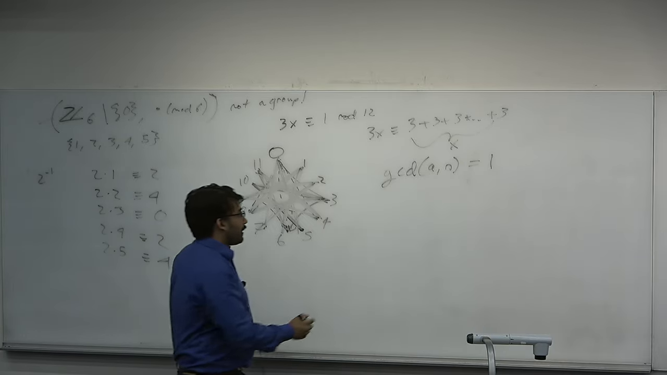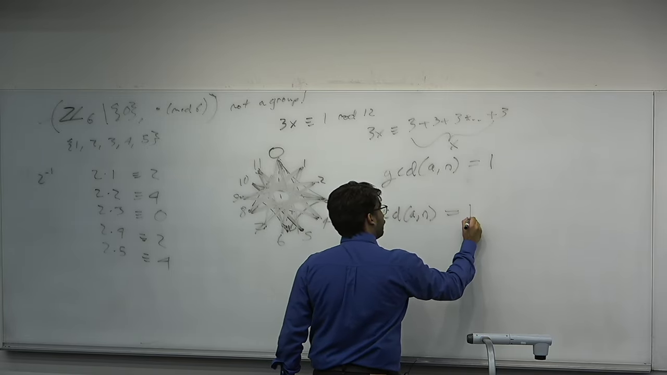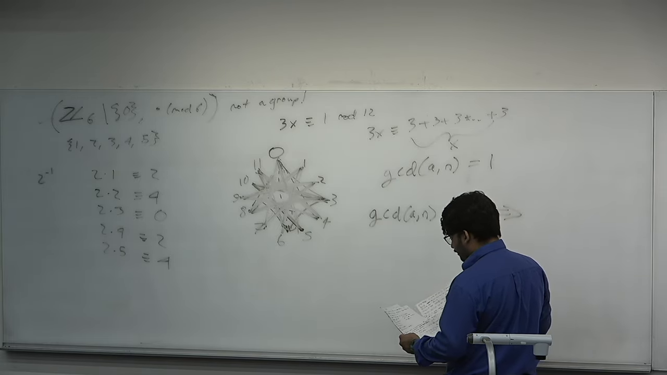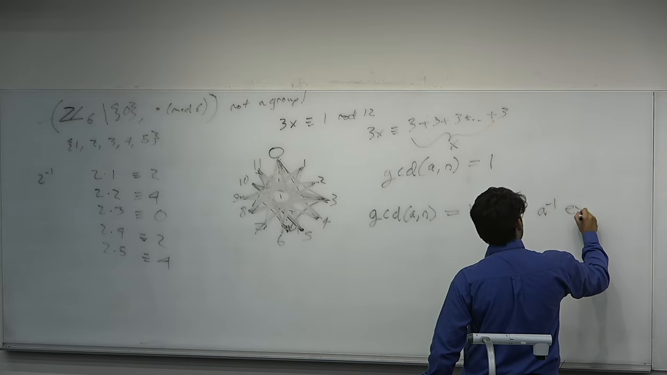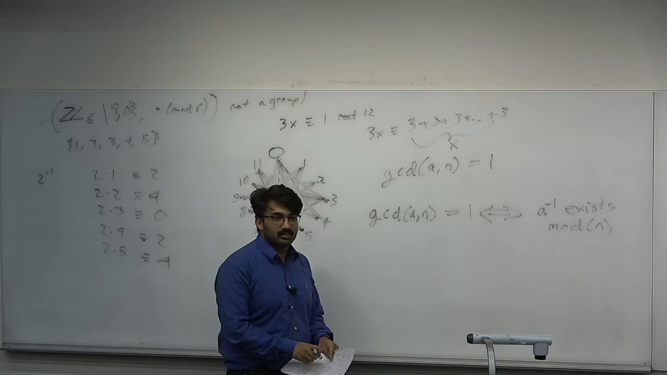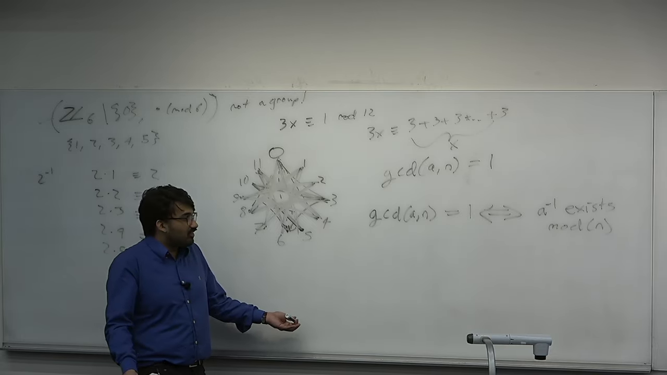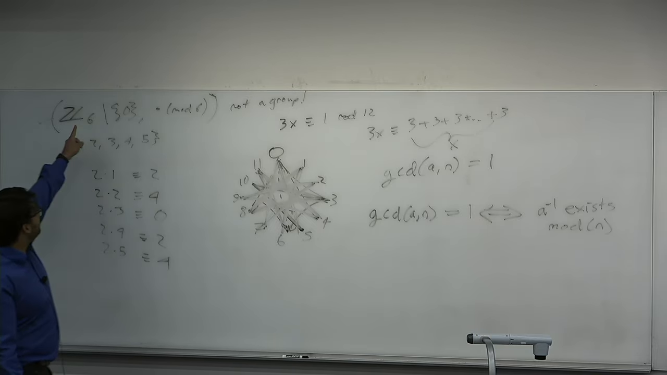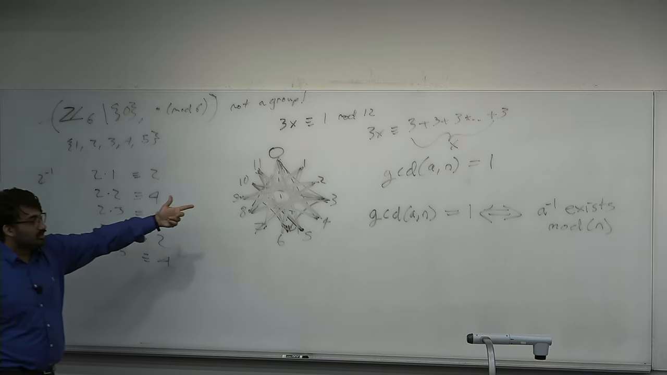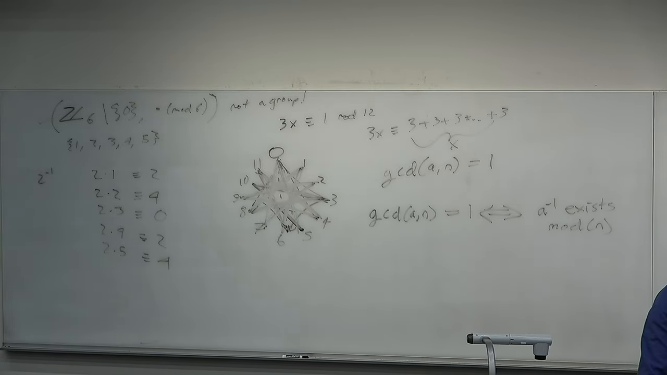So here's what we'll prove. We'll prove that the GCD of A and N is equal to 1 if and only if A inverse exists mod N. And that can help us determine what is a group or what isn't a group. If A inverse exists mod N, then the GCD of A and N must be 1. And if the GCD of A and N is 1, then the inverse of A exists. Observe that 2 and 6, the GCD of those two was not 1. 2 did divide into 6, so it didn't hit the 1. That's basically what we're going to prove. This is actually relatively trivial to prove, but it'll help us motivate what is or isn't a group.